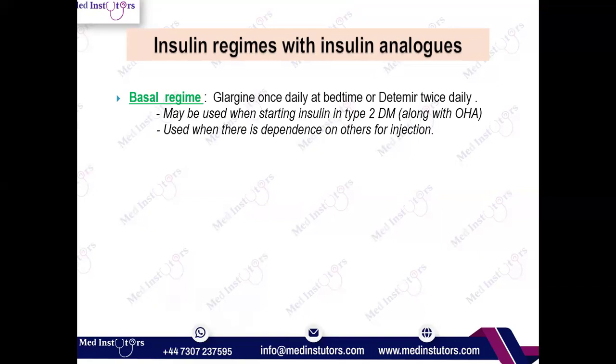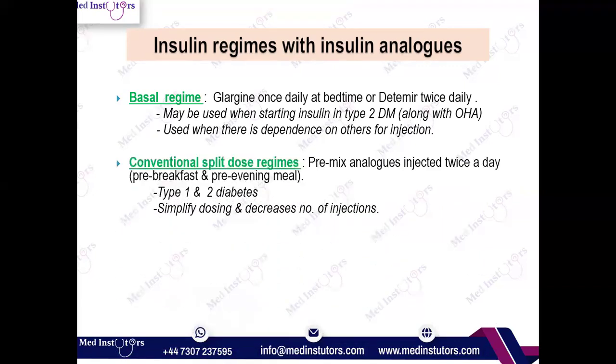Only basal insulin is given, especially Lantus, or insulin glargine, which is nowadays used. It can be used as a starting insulin when the type 2 diabetes patient requires insulin at a further stage of disease. You can start with insulin glargine.